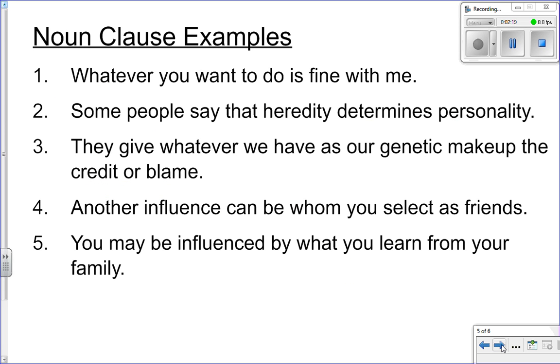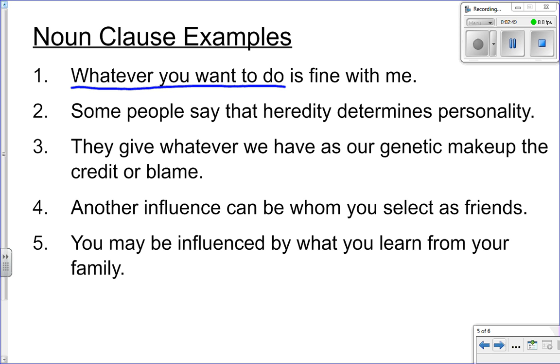All right, we need to practice locating noun clauses in sentences and then also identifying the function of that noun clause. Remember, you need to know the words that signal that there is a subordinate clause in the sentence. Use the list that you wrote down before of subordinating conjunctions and relative pronouns to help you find your noun clauses. All right, so in number one, I see the word whatever. That is a word that signals a subordinate clause, and I'm going to underline whatever you want to do.